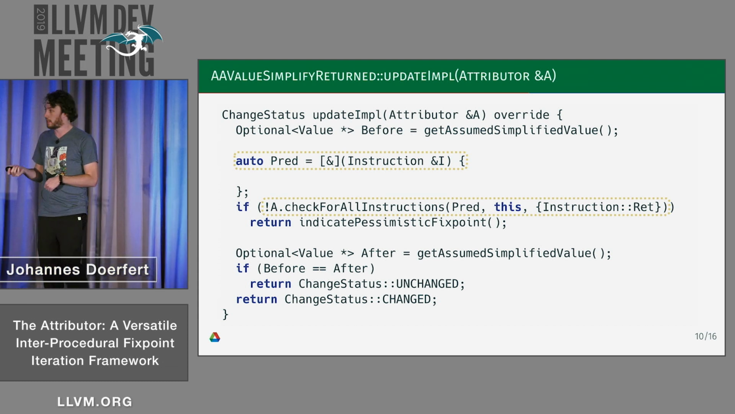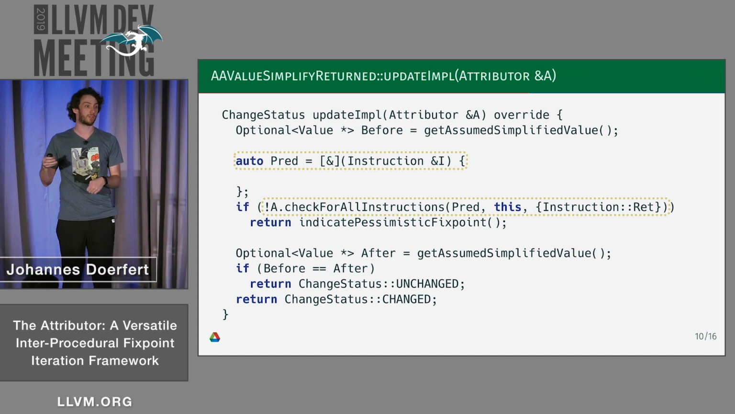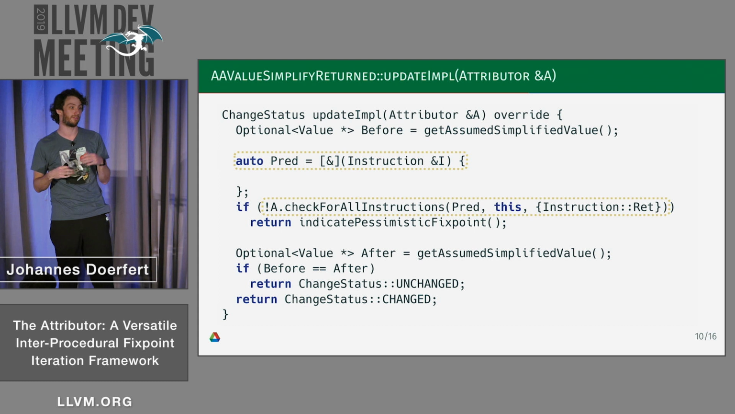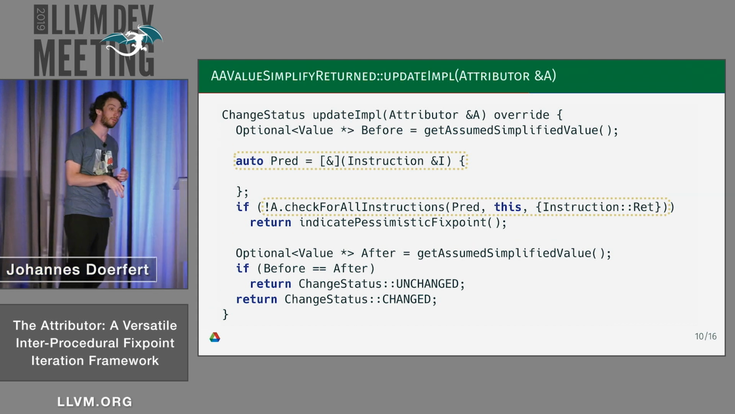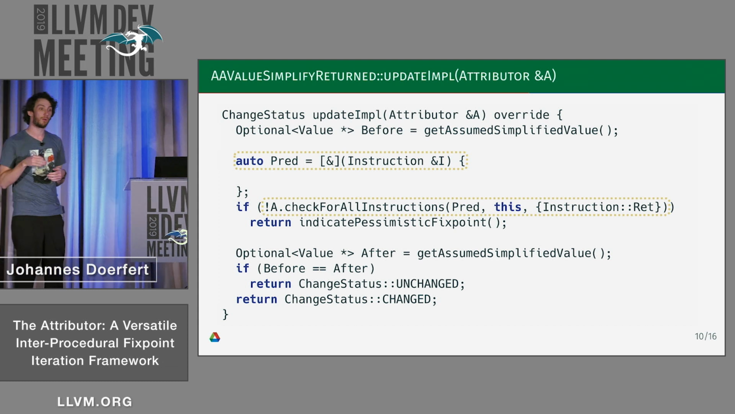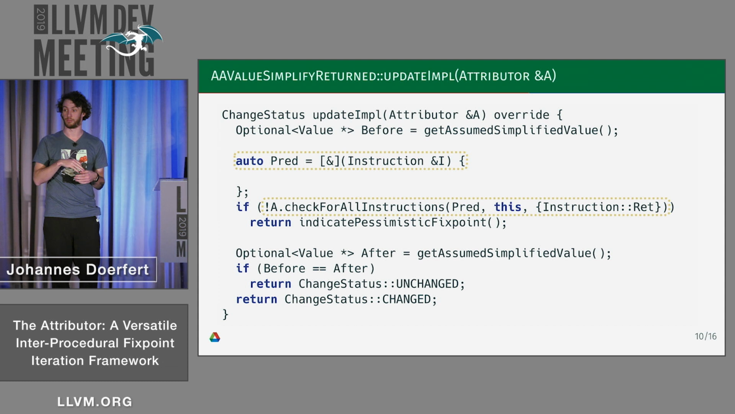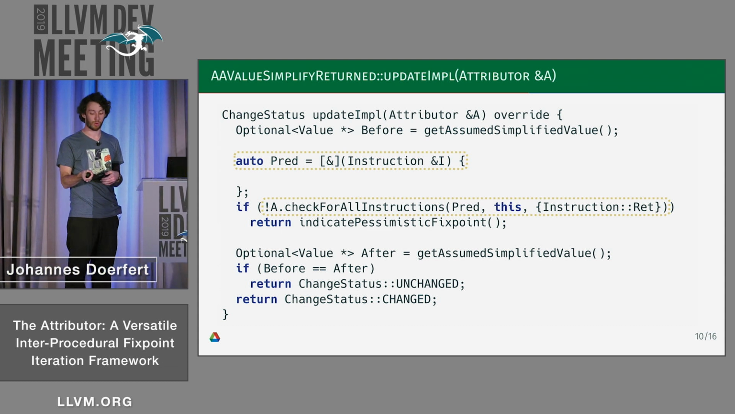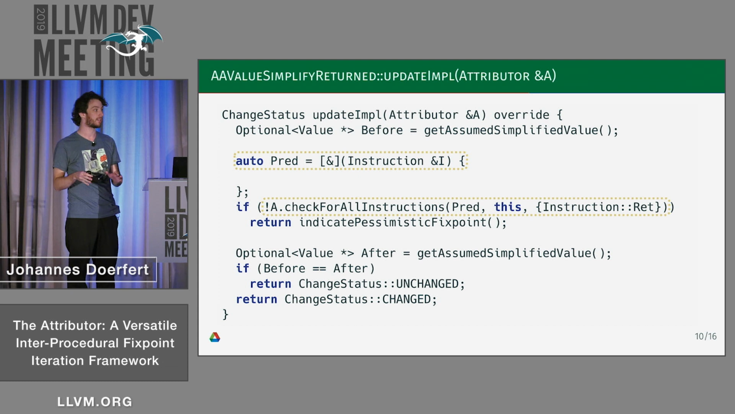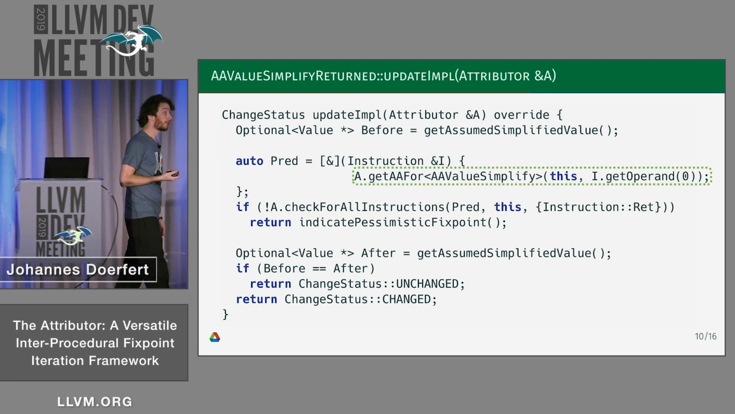Now, in the Attributor framework, you have all these check for all instructions, check for all call sites. You have various of these checker routines, which take a predicate and then check things for you. If you use them, you opt into liveness analyses and other things, transparently. This will call the predicate for all the return instructions, and a lot of things are cached in here. And then inside the predicate, you recurse.